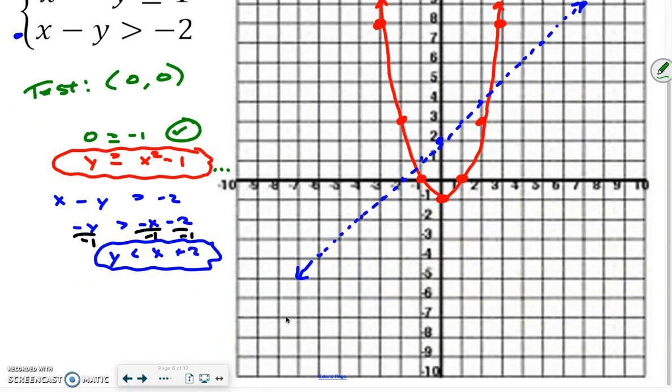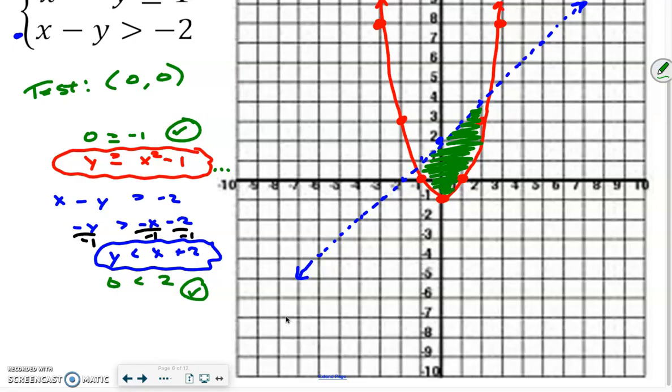So again, testing down here with my linear, put a 0 in place for the y, less than 0 in place for the x plus 2. Is this true? Is 0 less than 2? Also true. So that means that in both the red parabola, I'm shading toward the origin. The blue line, I'm shading toward the origin, which means that I'm shading this region here.